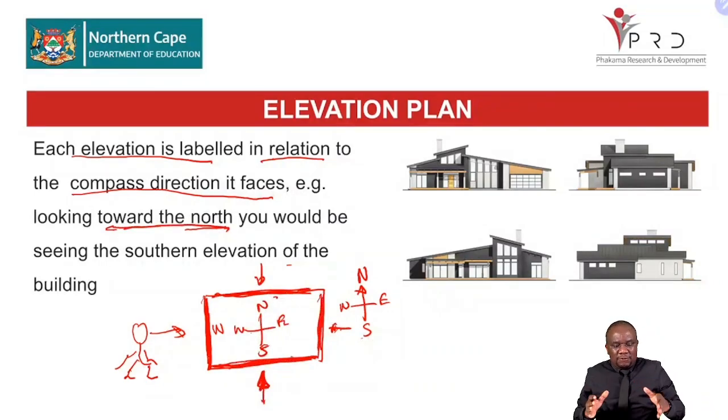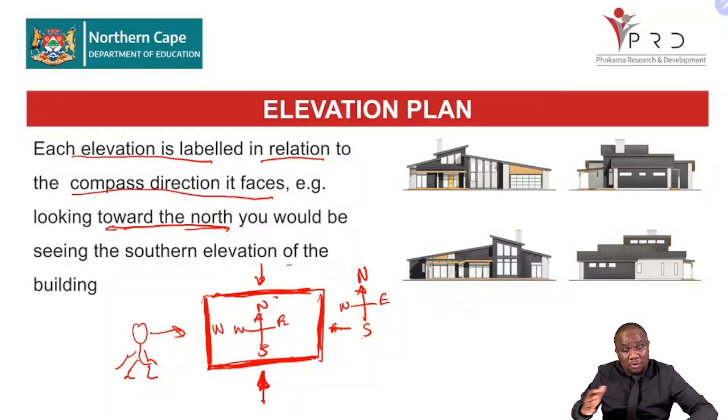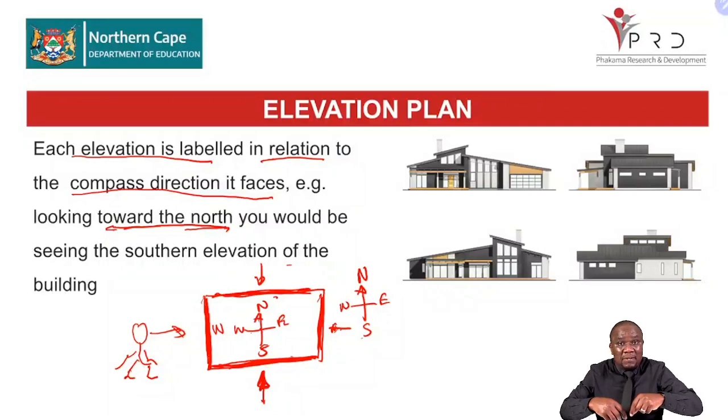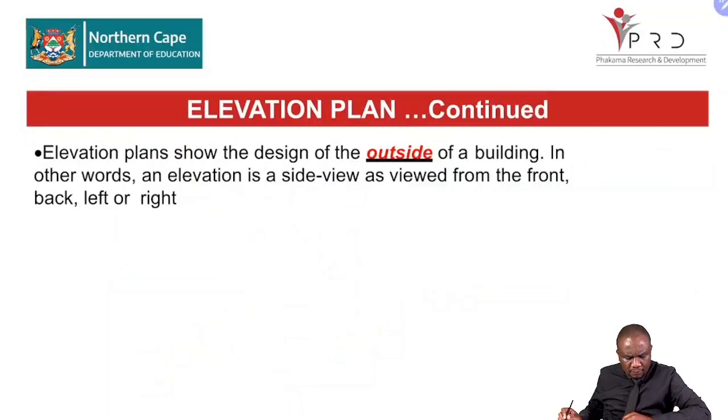So if you want to find the elevation of the building, just put your compass inside the building and then it will show you the sides, the elevations. Put the compass inside the building and then it becomes very easy for you to know which elevation it is. If the compass is outside, you may not be able to interpret that. Just draw it inside and then you see which elevation it is. That's what we're going to be doing in this lesson.